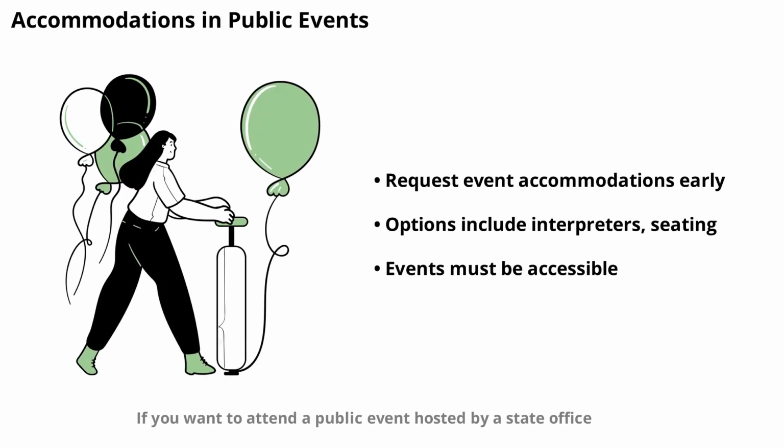If you want to attend a public event hosted by a state office, you can request accommodations such as sign language interpreters, accessible seating, or assistive listening devices. It's best to make your request as early as possible to give organizers time to prepare. State offices are committed to making events accessible to all.